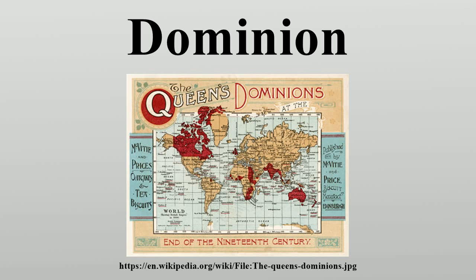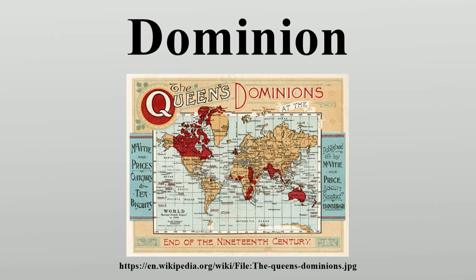Dominion status was formally defined in the Balfour Declaration of 1926, which recognized these countries as autonomous communities within the British Empire, thus acknowledging them as political equals of the United Kingdom. The Statute of Westminster 1931 converted this status into legal reality, making them essentially independent members of what was then called the British Commonwealth.